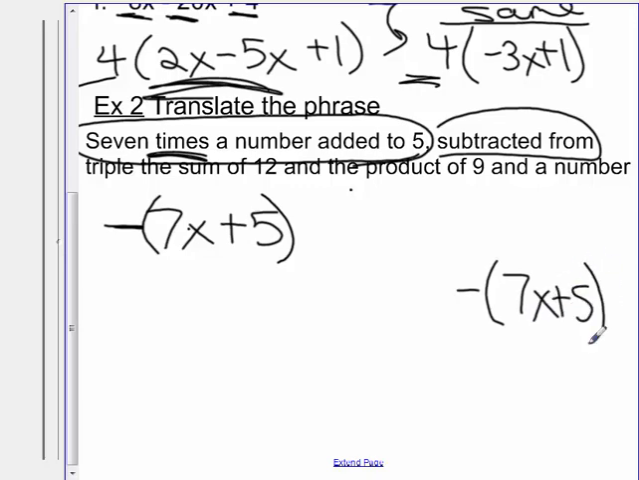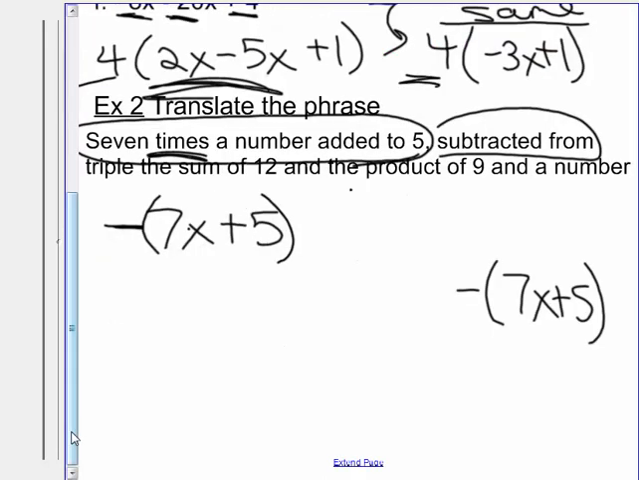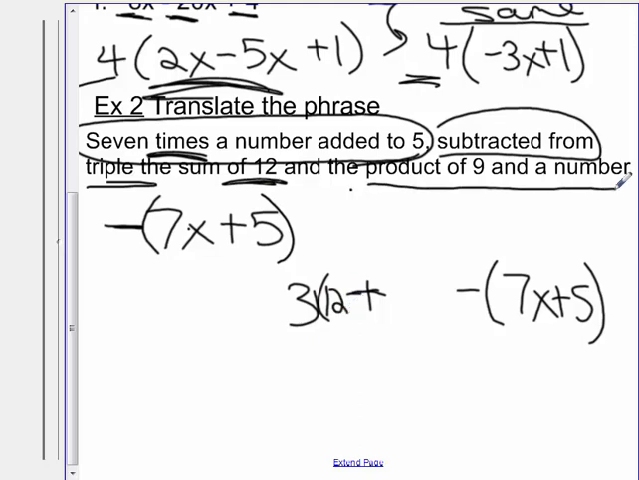What's going to go in front here? Well, it says we have triple the sum. Okay, triple, what does that mean? That means multiplying by 3 if I triple something. The sum, the answer I get when I add here. So what things am I adding? I'm adding 12 and, oh, there's a 12, the product. Product is, of course, what I get when I multiply here. So 9x. Okay, I have to put that in parentheses, so it's triple that sum, and then minusing the 7x plus 5 there.